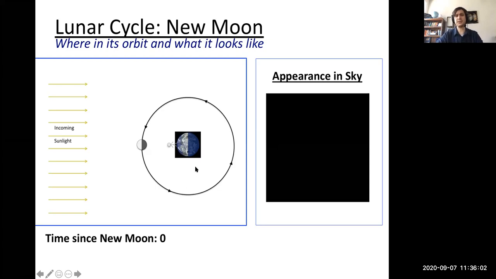And now if I want to understand what this happy astronomer would see from the surface of the Earth looking at this moon, I can just imagine this person looking up. And what do they see? Well, they just see the entire night side of the moon. They don't see anything. They observe a new moon.